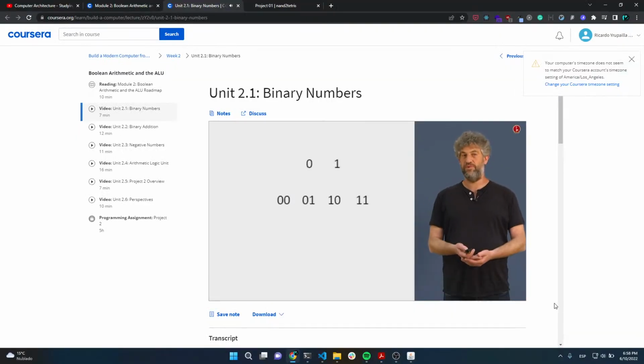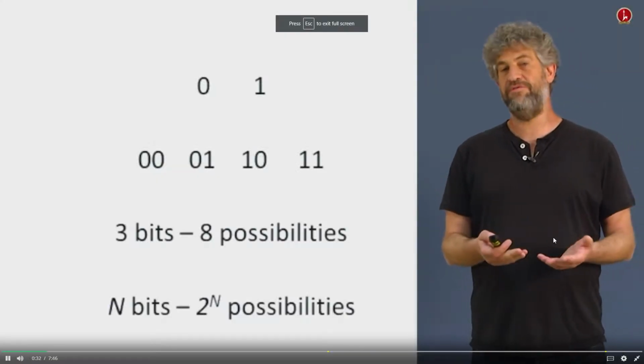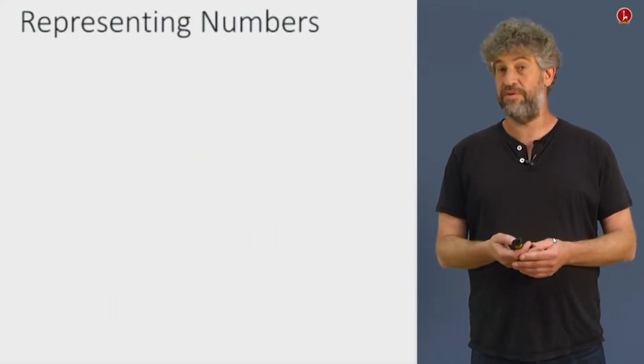Well, you definitely can put two of them together, and then you get 4 possibilities. 3 of them together, you get 8 possibilities. In general, if you have n of them together, you have 2 to the n possibilities, and now you can represent any 2 to the n different things that you may want to. For example, you can represent numbers, and this is what we're going to be interested in.